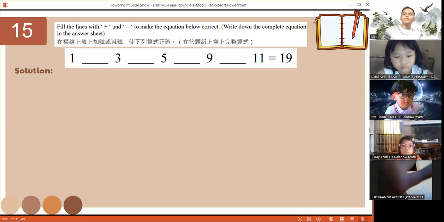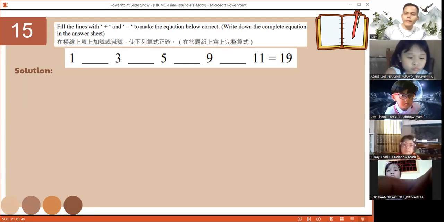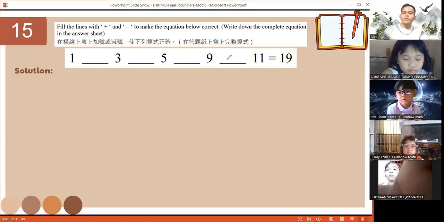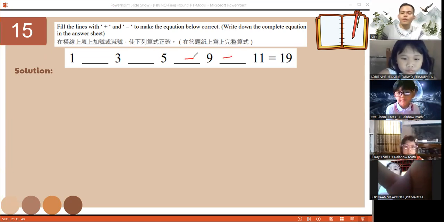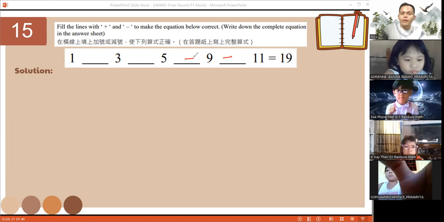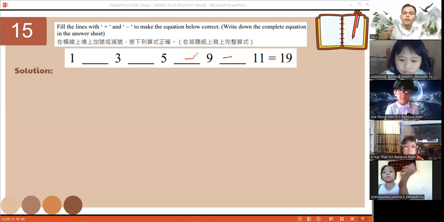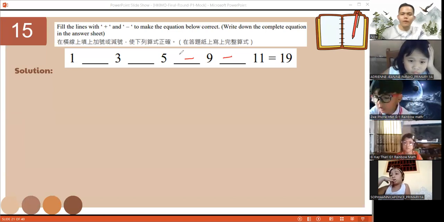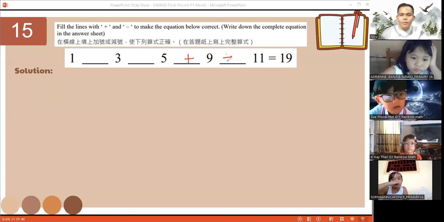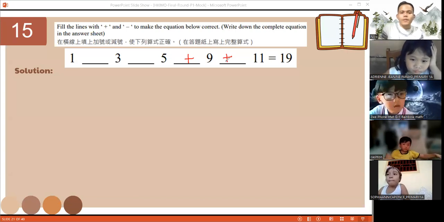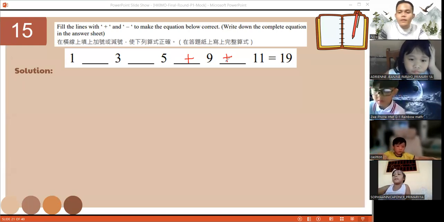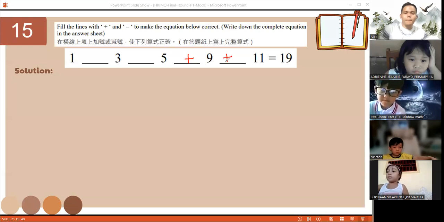So what do you notice here? This is equal to 19, which is a very big number. So if you put minus and minus here, that would be very wrong already because that would be a negative value, right? Just like what Cashton said earlier, it would become negative. Instead, you put plus and plus. It's plus 9 and plus 11. Again, you should write the whole expression or equation, not just the symbol.